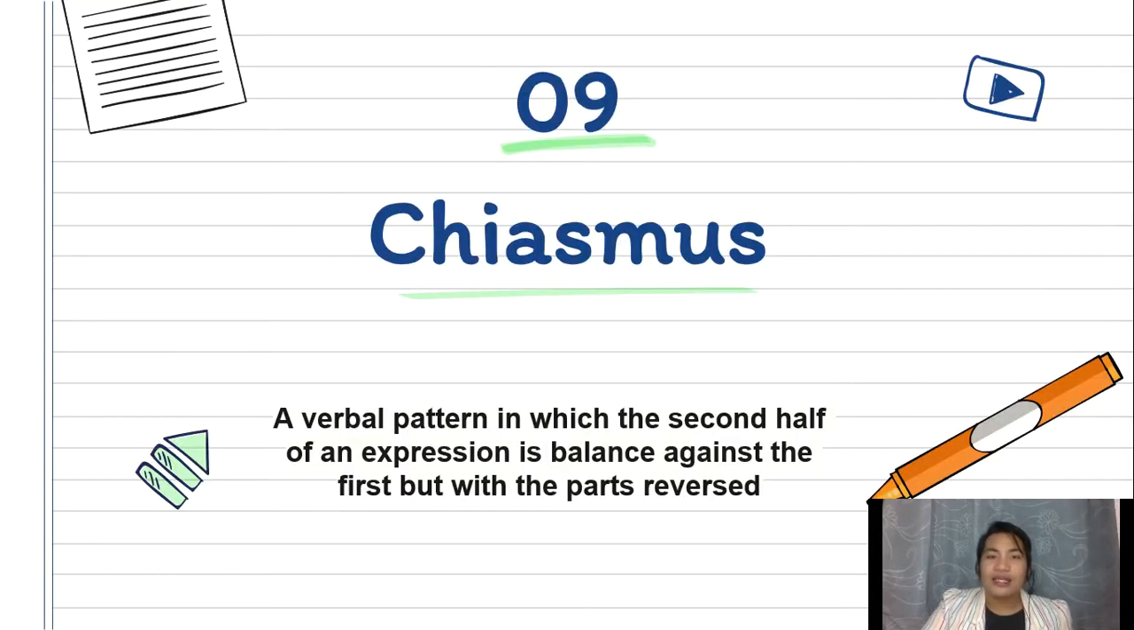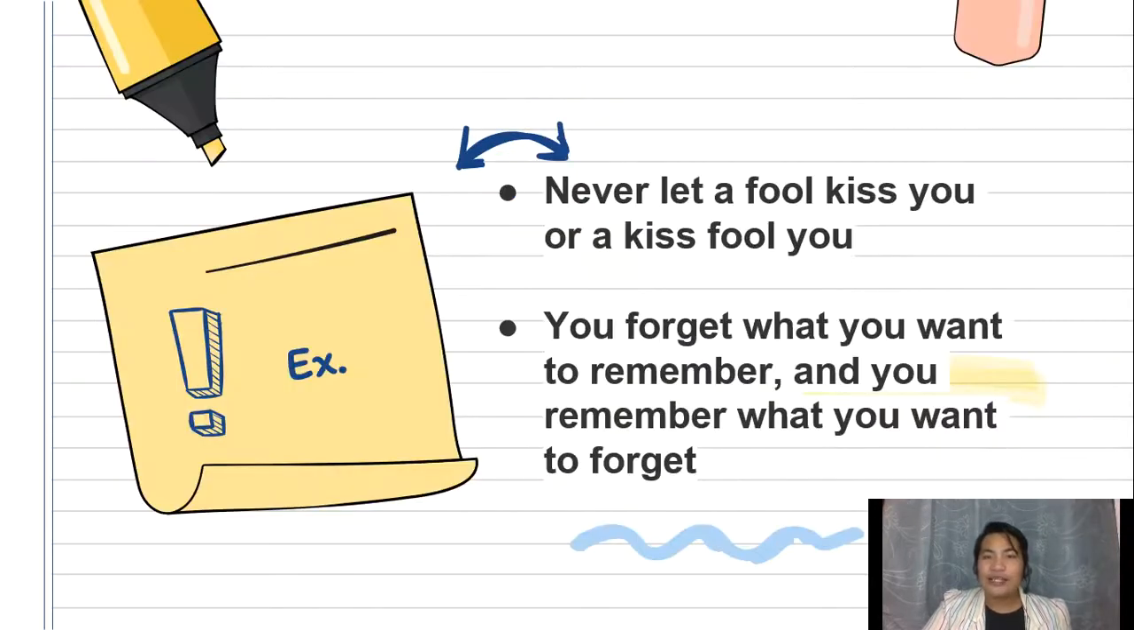Number 9, chiasmus. Chiasmus is a verbal pattern in which the second half of an expression is balanced against the first but with the parts reversed. For example, never let a fool kiss you or a kiss fool you. Another one is, you forget what you want to remember and you remember what you want to forget.